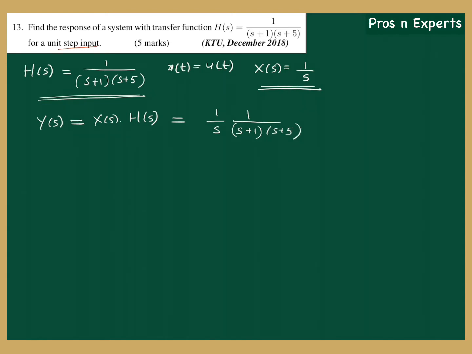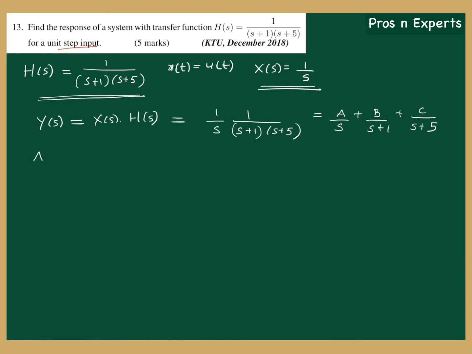The only major step left is to make this a partial fraction. So let me make it as A by s plus B by (s plus 1) plus C by (s plus 5), because all these are factors of power 1. Now what we have to do is to find the values of A, B and C. Let me illustrate a very simple method.